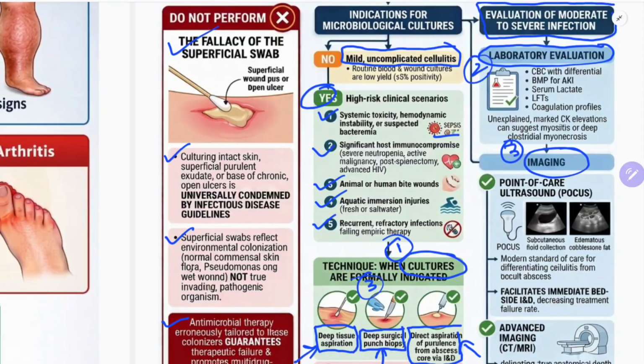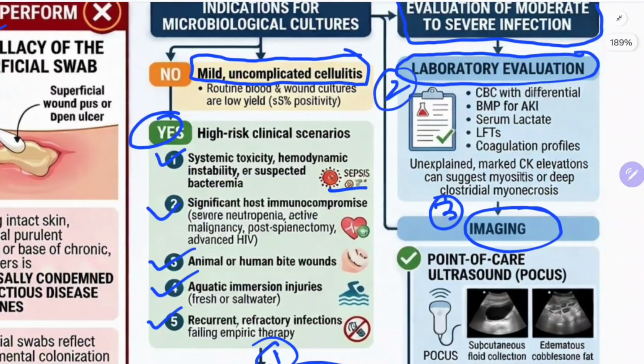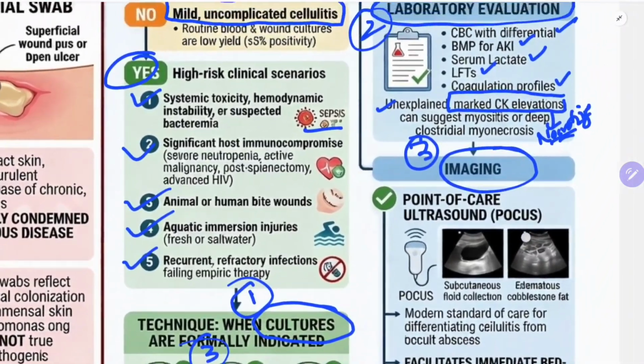Okay, then what are the laboratory investigations? Laboratory investigations include CBC with differential, basic metabolic panel like urea, creatinine, electrolytes, serum lactate, LFTs, and coagulation profiles. Unexplained marked creatine kinase elevations can suggest myositis or deep clostridial myonecrosis. So CK elevation is a blood marker of necrotizing infection. Remember, blood marker of necrotizing infection. Okay, or some clostridial myonecrosis, purulent pyomyositis. So these are the basic investigations.